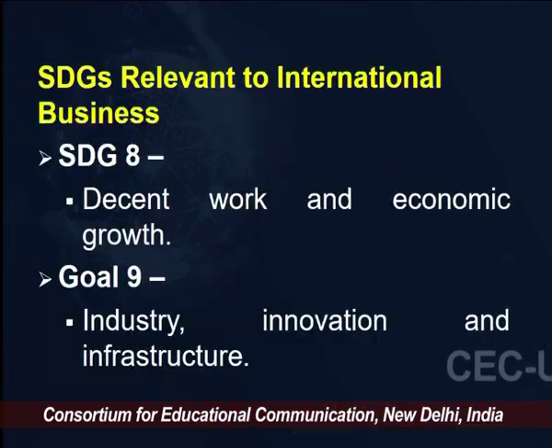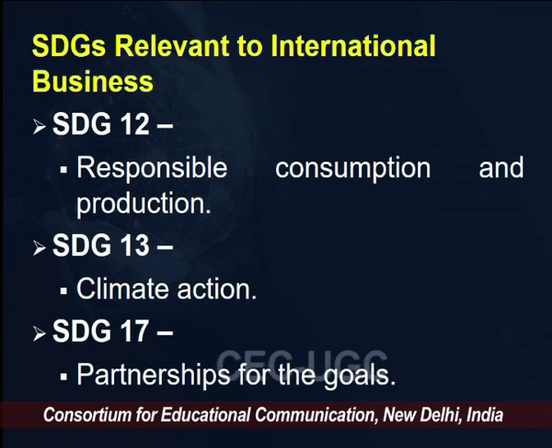When we talk about the relevant SDGs in international business, one of them is SDG 8, that is decent work and economic growth, and SDG 9, that is industry, innovation and infrastructure. Also SDGs 12, 13 and 17: 12 talks about responsible consumption and production, 13 talks about climate action, and 17 about partnerships for the goals. So, these are all important from an international business point of view also.